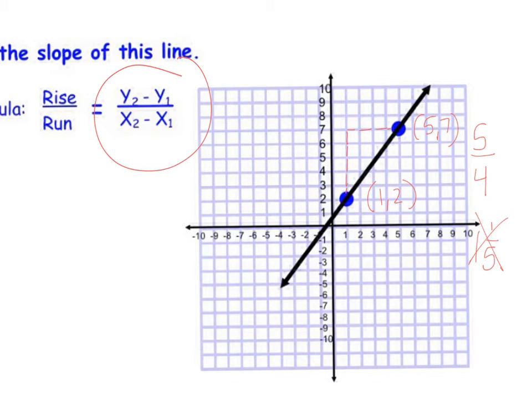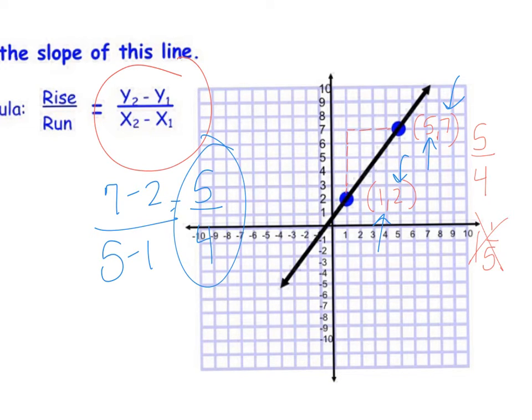I'm going to take the two y-coordinates and subtract them. So I'm going to subtract this y-coordinate and this y-coordinate. 7 minus 2. And then I'm going to subtract the x-coordinates. 5 minus 1. 7 minus 2 is 5. 5 minus 1 is 4. Notice I got the same slope here as I did over here by counting.